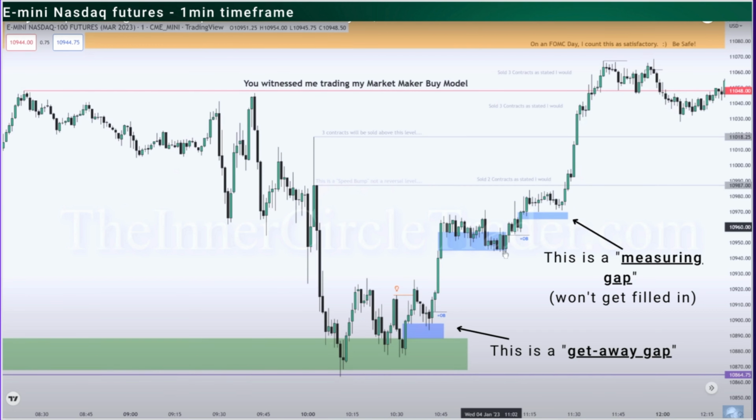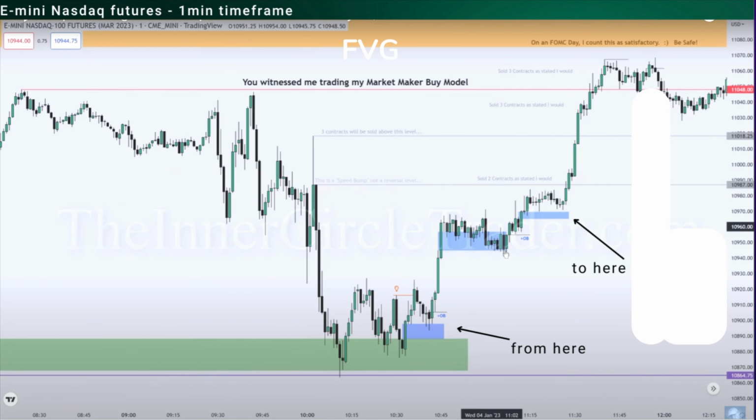And so we're going to be measuring from the getaway fair value gap until the measuring fair value gap. And we are going to take that measure, that price movement, as half of the total price move. And so we are simply going to multiply it, and this is going to be our target.